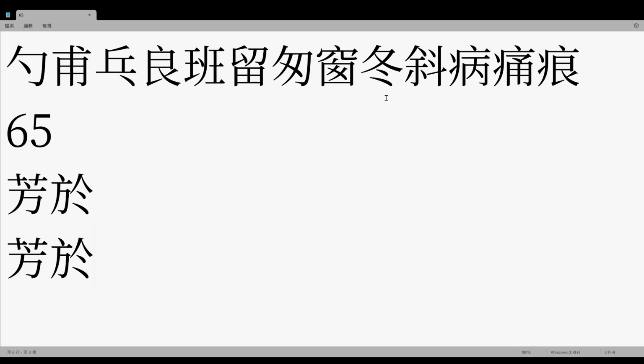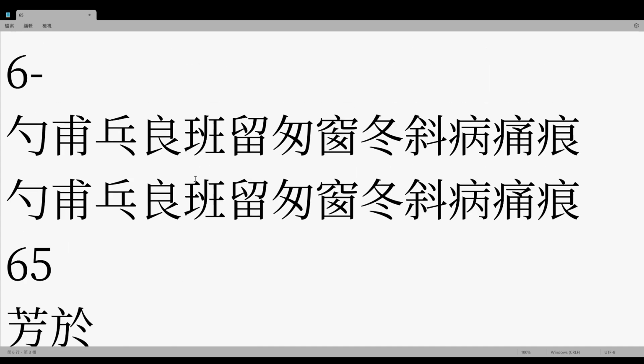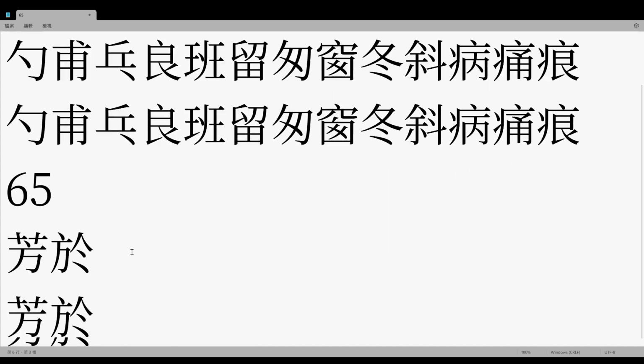Alright, that's all for the radicals of 6 middle key in Array input method.